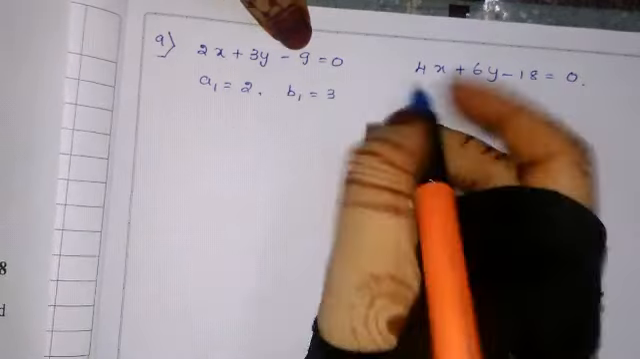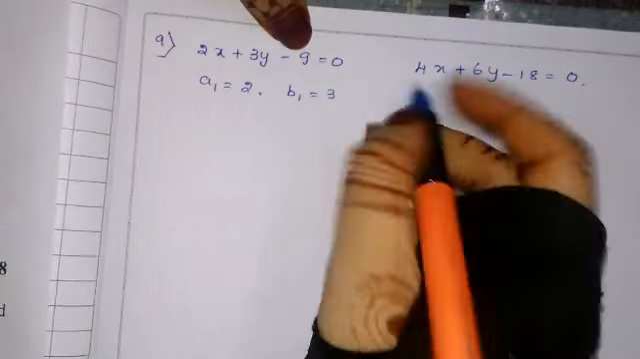Write the standard form of a quadratic equation. So the 10th question. The standard form of a quadratic equation is ax square plus bx plus c equal to 0. This is the standard form of a quadratic equation. Ax square plus bx plus c equals 0 is the standard form of a quadratic equation. So let us see question number 11 now.